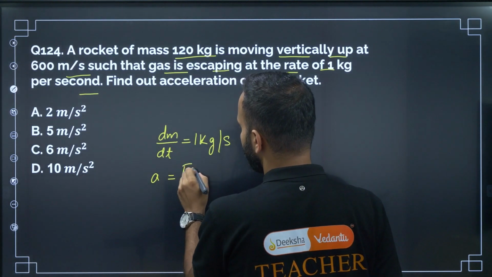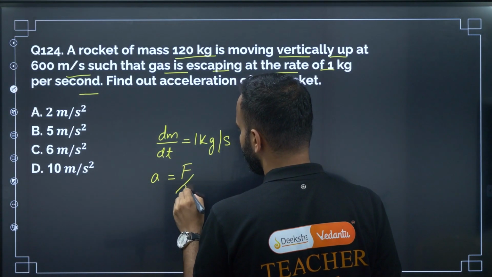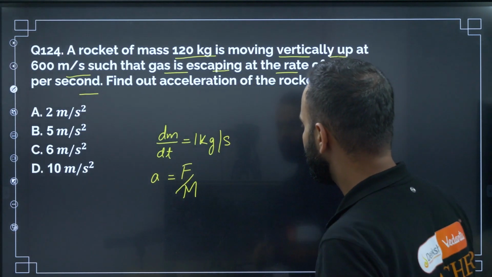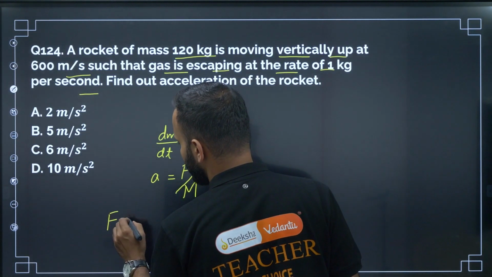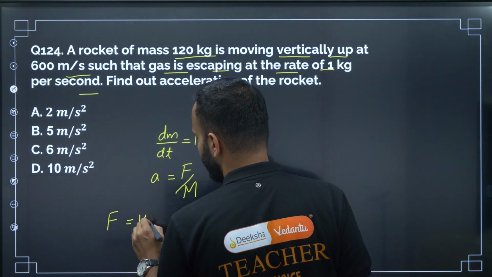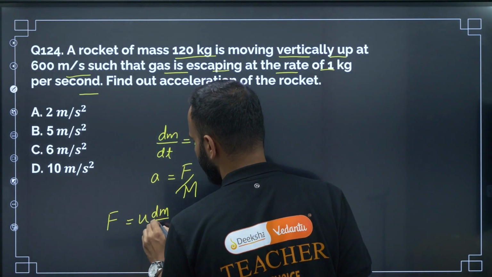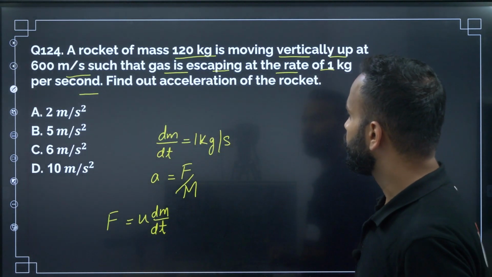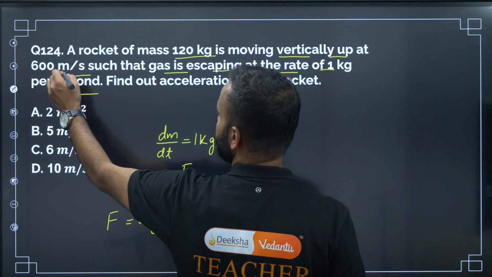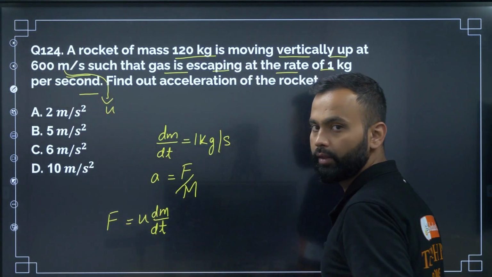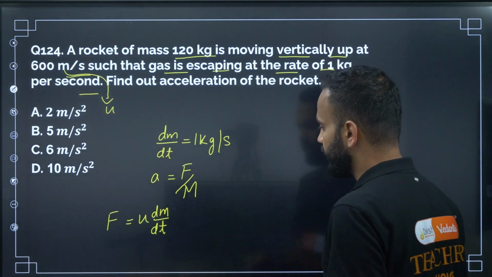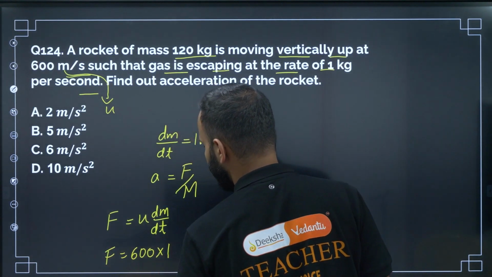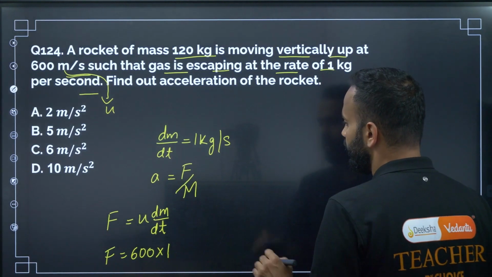Acceleration of the rocket is equal to the upthrust force divided by the mass m of the rocket. So what is the value of the upthrust force? Upthrust force F is equal to u into dm by dt. What is the value of u? In this case, the value of u is 600 meter per second. So F is equal to 600 into dm by dt, that is 1.